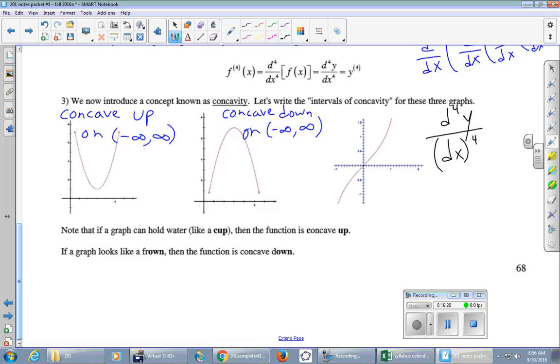The third graph is a mix of concave up and concave down. In the beginning part, until we get to the origin, this piece right here, does that look like the first graph or the second graph? Looks like the second graph, this piece in particular. And so this graph right here is concave down from minus infinity to 0.